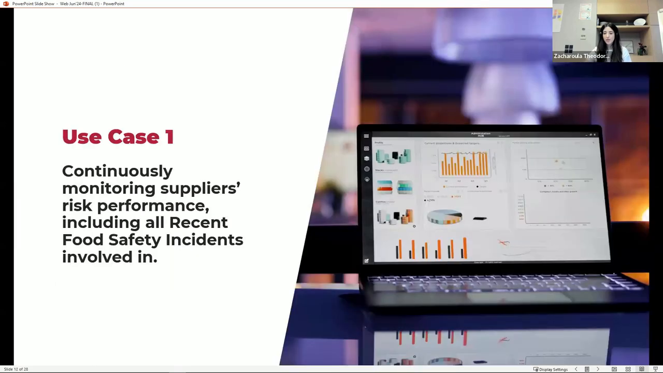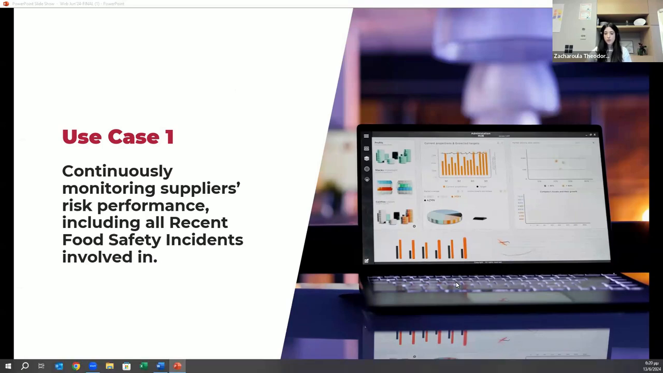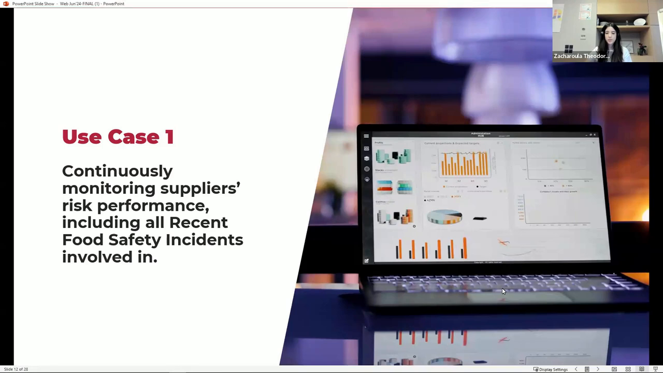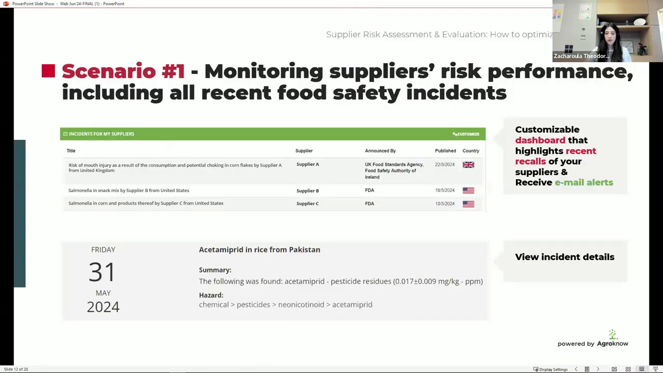So let's start with the first use case, which is about the importance of monitoring supplier performance as a critical step towards successful supplier risk assessment. We all know that it is absolutely crucial for a food and beverage manager to stay on top of any food safety incidents that might impact their supply chain. This is why we have created the customizable scanning dashboard, a powerful feature collecting and analyzing the latest food safety data announced around the world. Food safety professionals can tailor the dashboard to their unique supplier network. And once you have set this up, you will be able to monitor the latest food safety incidents involving one of your vendors in real time, as shown in this first table.